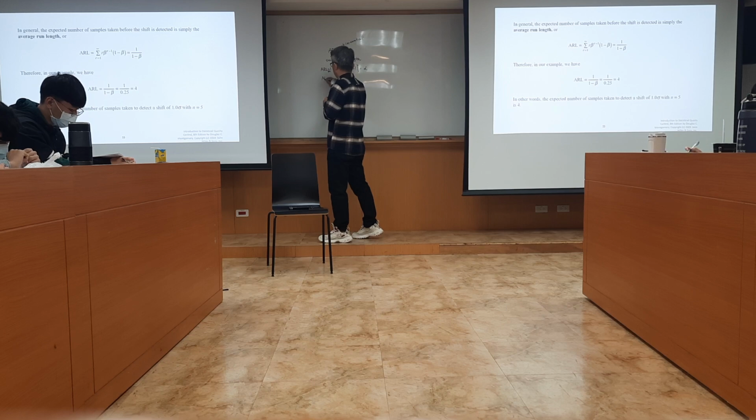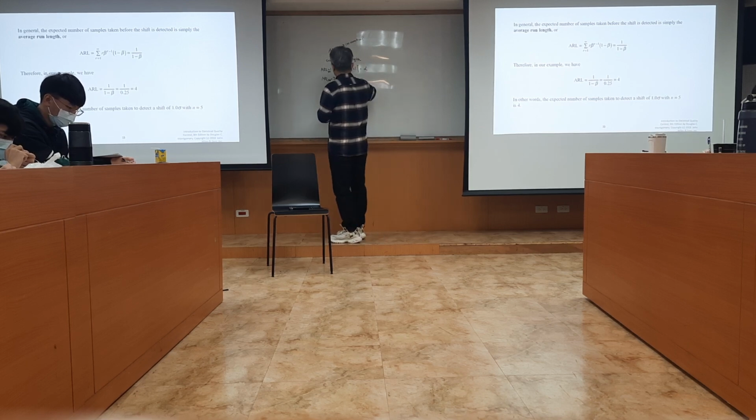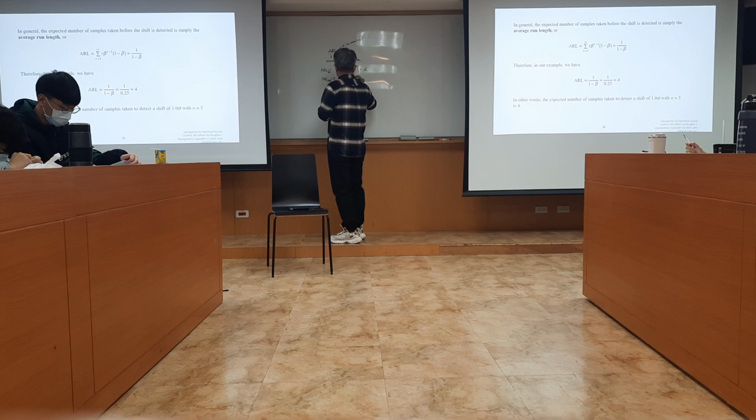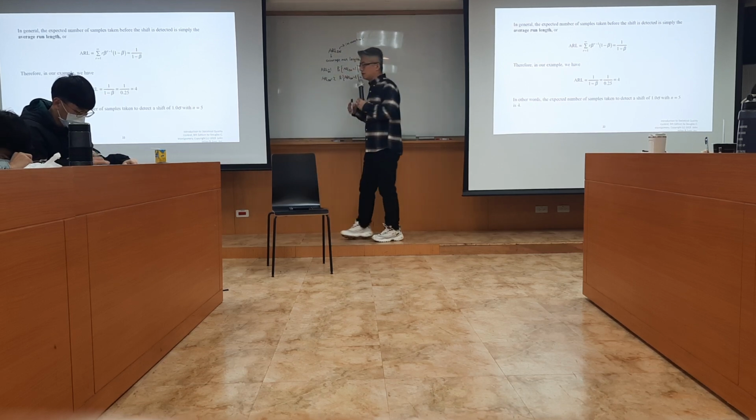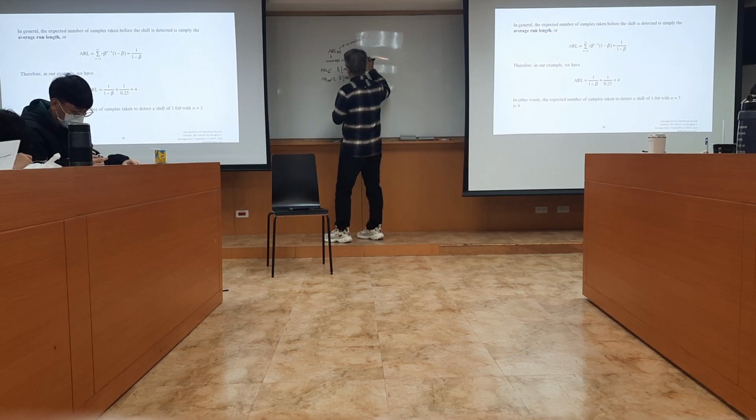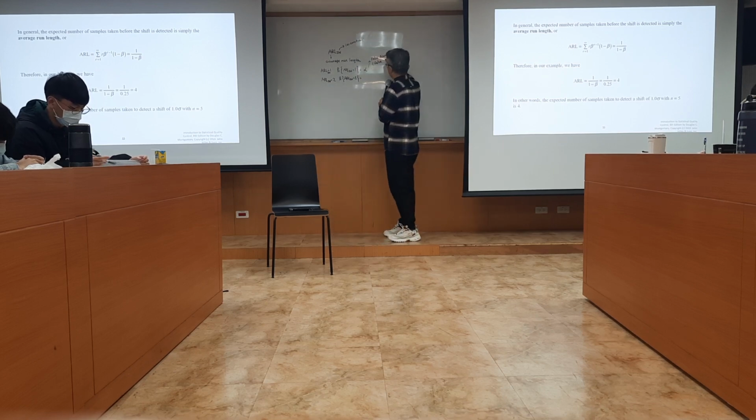If ARL equals 2, that means the first point is within the limit. Okay. So alpha is the false alarm, or this is a false positive.